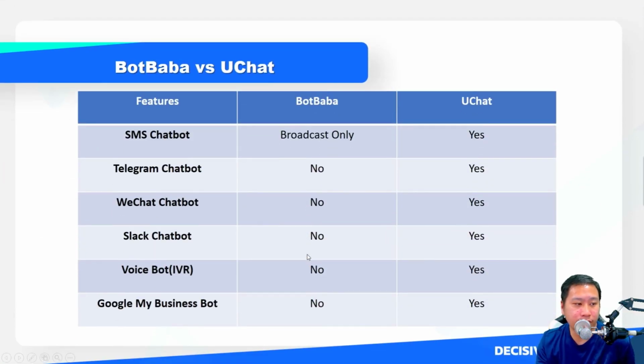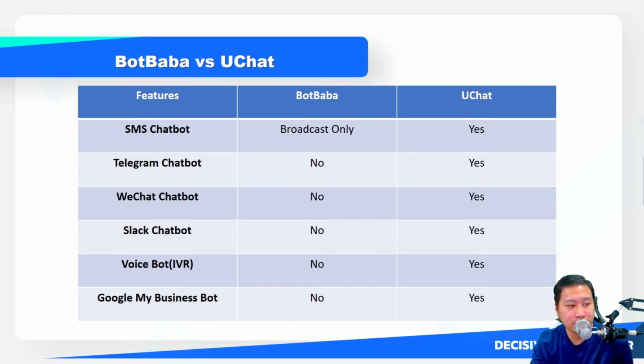Then for Botbaba, you can only do broadcast with SMS chatbot. For UChat, you can actually build an SMS chatbot, right? So if someone replies, you can actually send a second message out. You can build a conversation on SMS itself. For Botbaba, there's no Telegram. For UChat, there is one. For WeChat, no as well. Slack, no. Voice bot, which is IVR, Botbaba doesn't have that. No Google My Business bot as well. Whereas UChat has all of these, right?